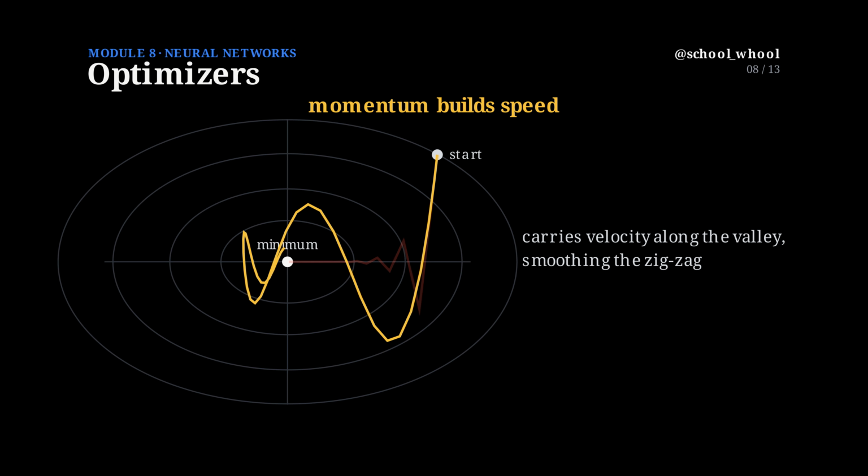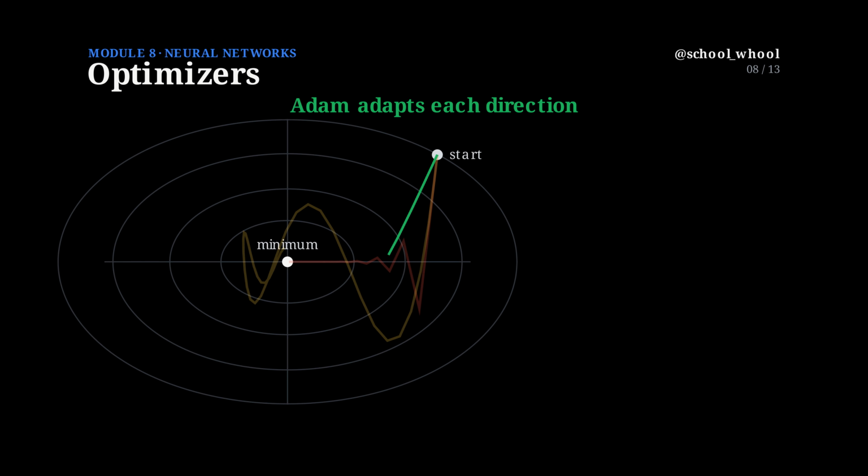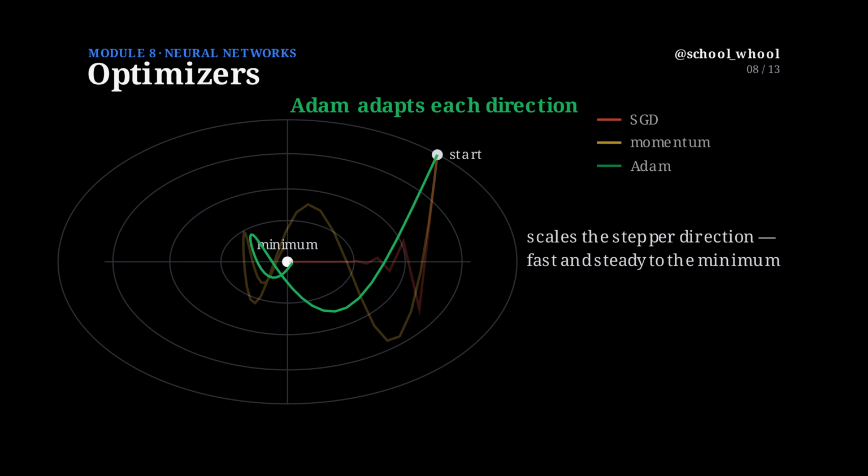Adam goes a step further. It keeps a separate, adaptive step size for each direction, small where the surface is steep, larger where it's flat. The result heads almost straight to the minimum. Adam is fast, forgiving, and a great default choice for most networks.